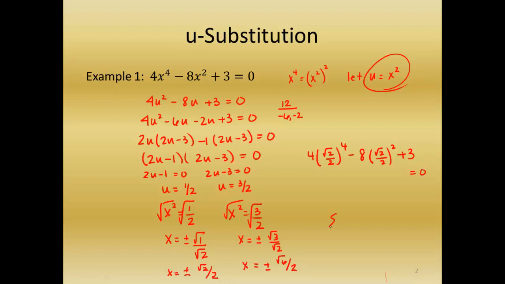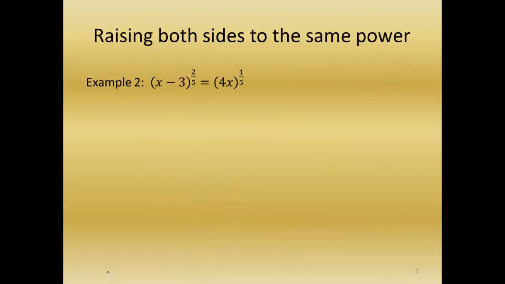So my solution set here is plus or minus the square root of 2 over 2 and plus or minus the square root of 6 over 2. The brackets that I'm using here are not interval notation. It's actually solution set notation, kind of like set builder, so we use those squiggly brackets. I got a couple more. Let's keep going.